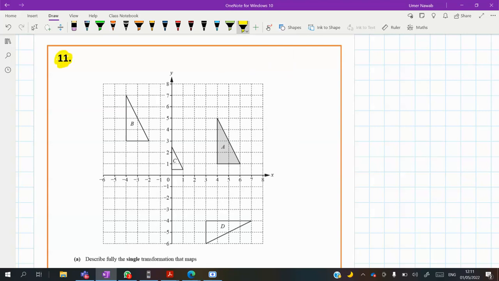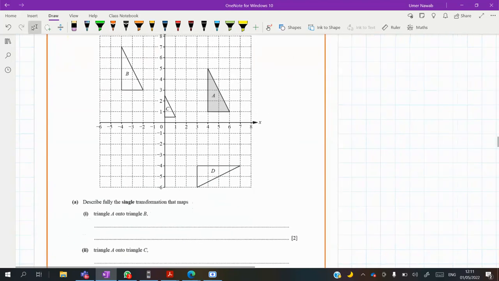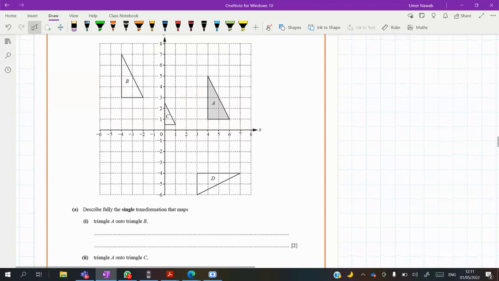The question number 11, boys, he has given us the original figure A, which is shaded, and he's asking you to explain the single transformation which is transforming the triangle A to B. It's clearly translation, because in translation you don't find any change in area, shape, orientation. So everything will be preserved. So it's clearly seen figure B is a translation.